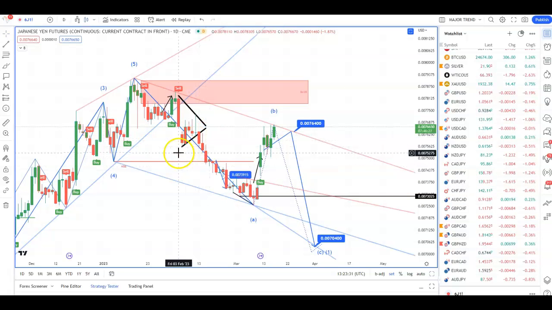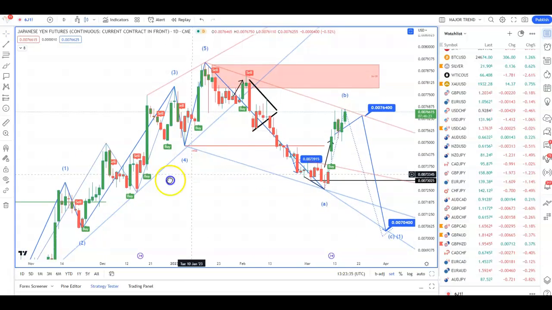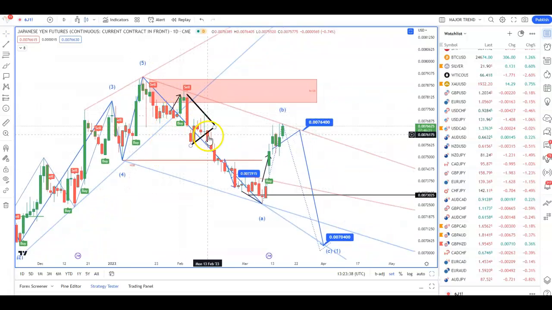There was the break there of this wedge. If you remember, if you've been in my daily video analysis every day, then you can see the break, and then when this goes down, all the yens go up and you make a lot of money.